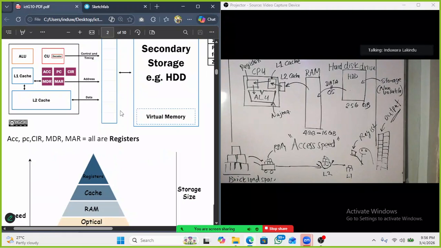So here now we hope you know ACC, PC, CIR, those things are registers. You don't need to know the meanings of these ones. Maybe it's not important. Just those are registers, some different kinds of registers.